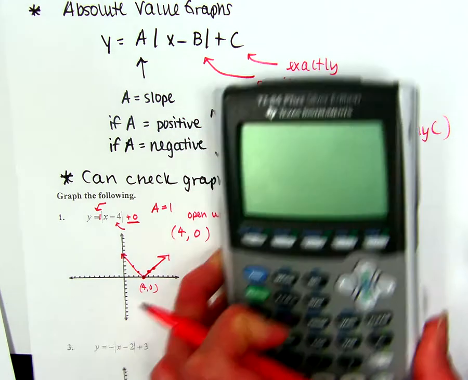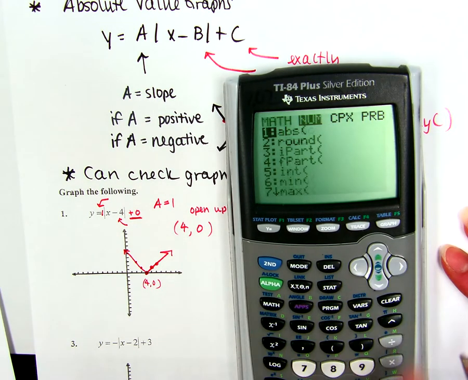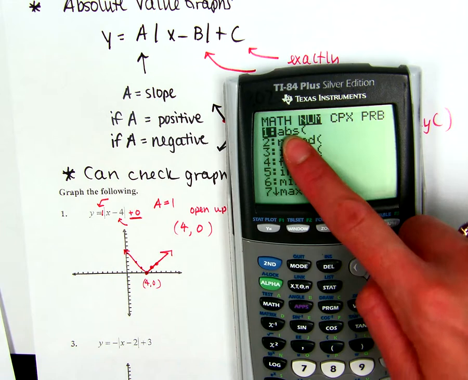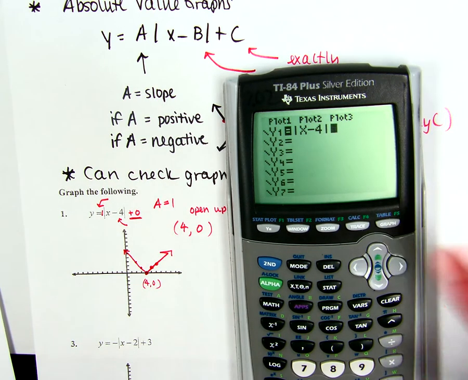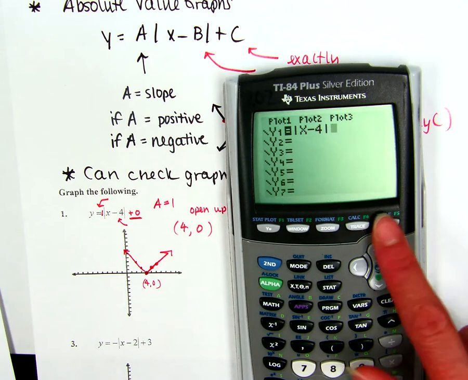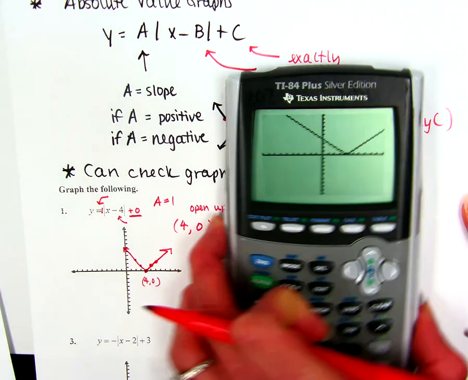All right, so if you want to do this on your calculator, I'm going to go to y equals, and I'm going to hit math and move over to number, and it says absolute value. It's the first one. So I'm just going to put in x minus 4. Move over so I know that x minus 4 is inside the absolute value, and I hit graph, and it should look exactly the same as what you have on your paper.